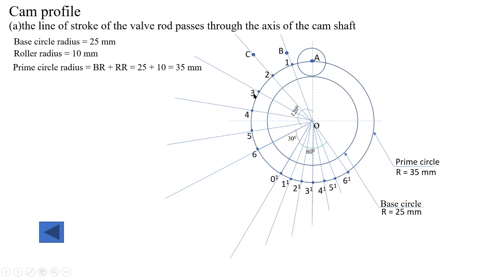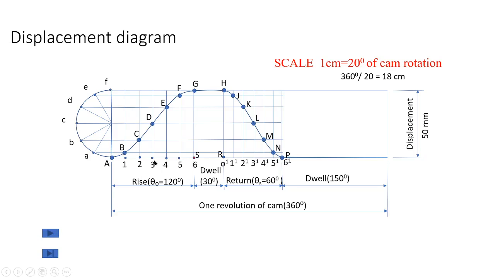Similarly, for 60 degree, I am measuring 3D here. So here A3 represents 60 degree of cam rotation and 3D represents the corresponding displacement of the roller center, right?